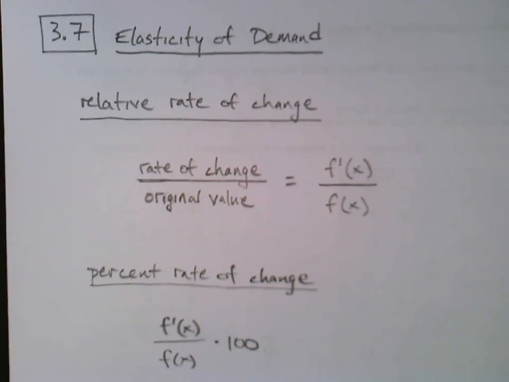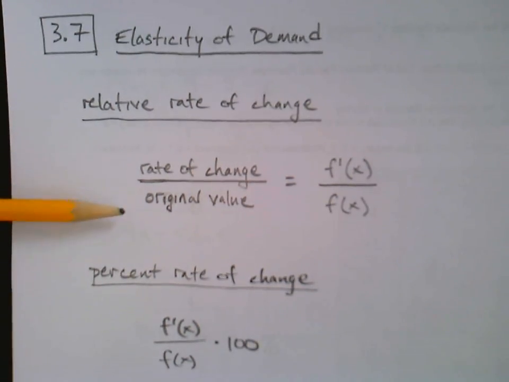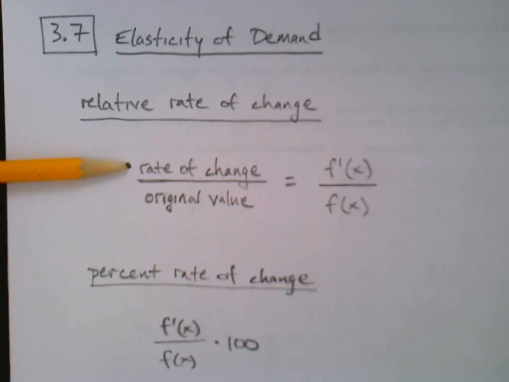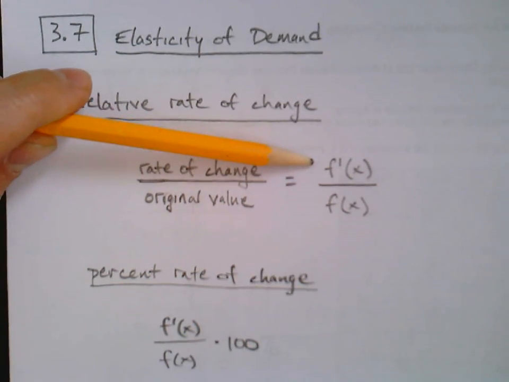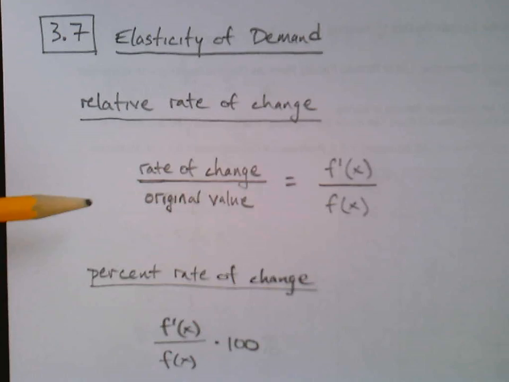So the question is, what is the relative rate of change that you see there at the top? We'll think of a relative rate as how much is something changing relative to how much of it there is in the first place, right? So what's the rate of change divided by the original value? A rate of change, of course, is a derivative, maybe f prime of x. The original value is just the original function. We'll see some applications toward the end of this section.